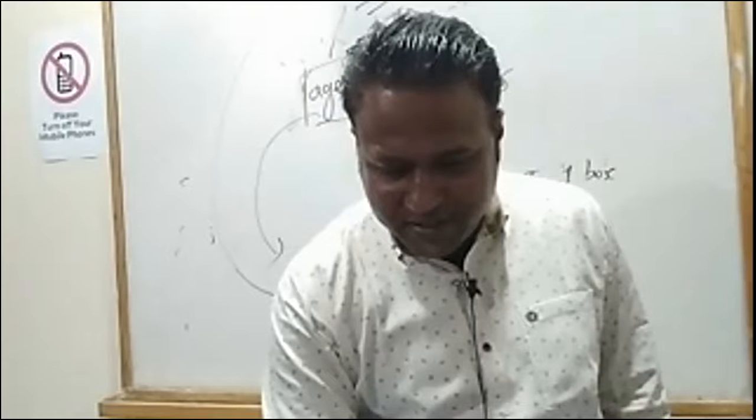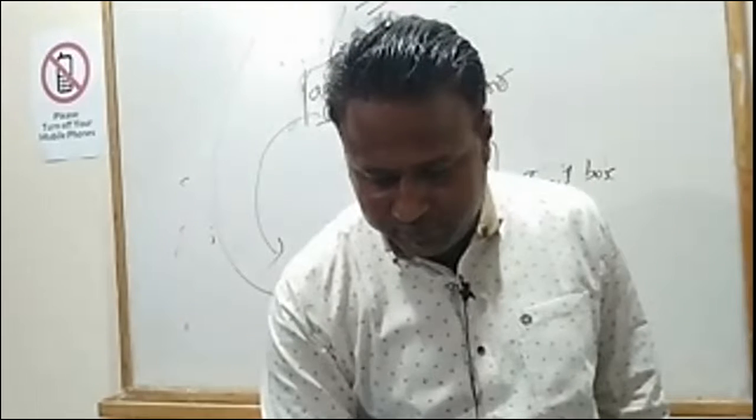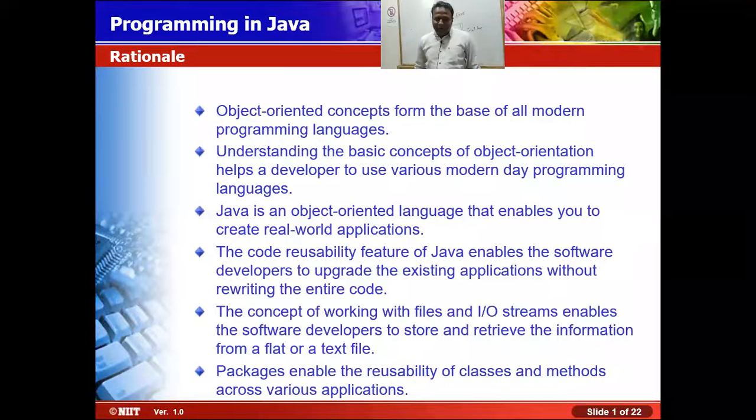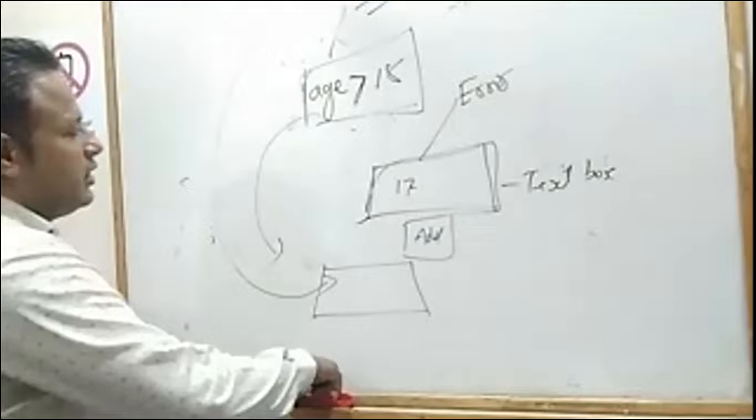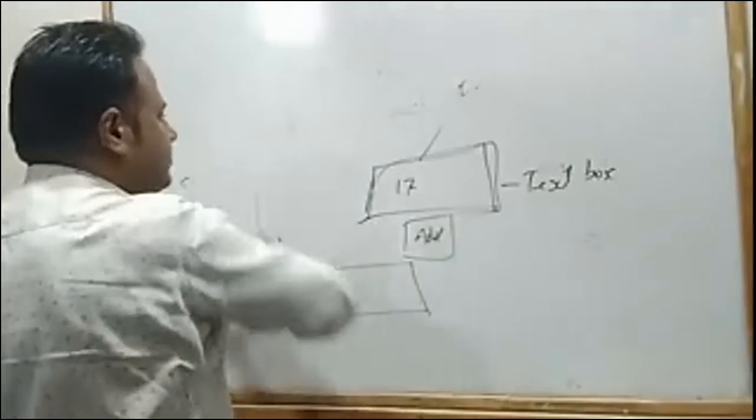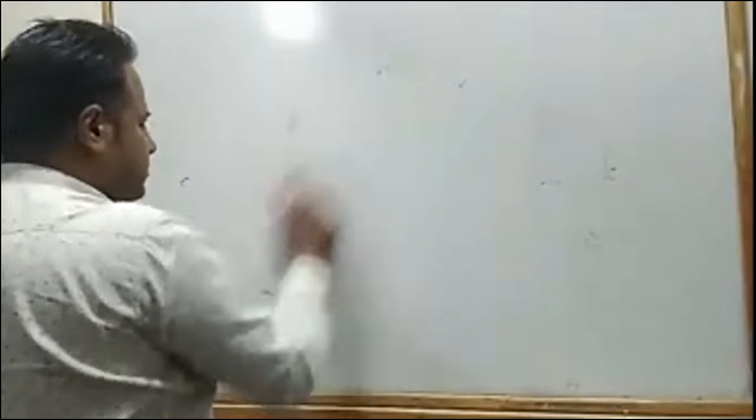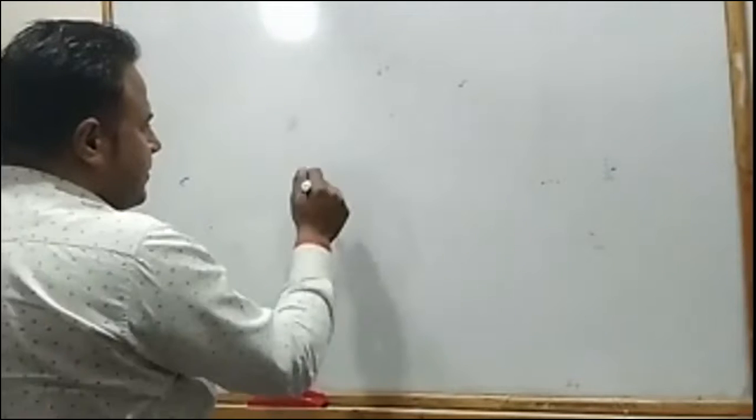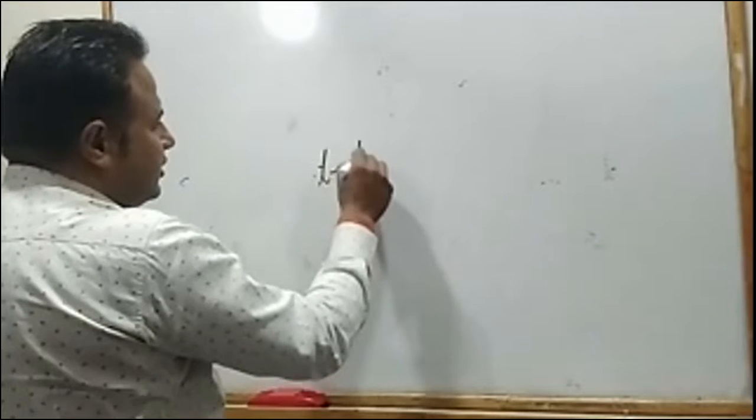Next feature. The concept of working with file IO stream. It enables the software developer to store and retrieve the information from a flat or text file. Earlier, by using C programming, we stored the file in a normal text file.